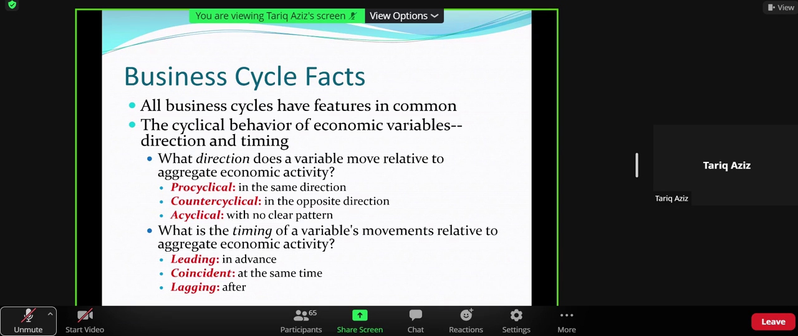And if the movement is opposite, the aggregate economic activity is increasing, but inflation is decreasing. Let us take a hypothetical example, or maybe, for example, the stock market is decreasing. We can also take an example of price and demand over here, now for counter-cyclical.